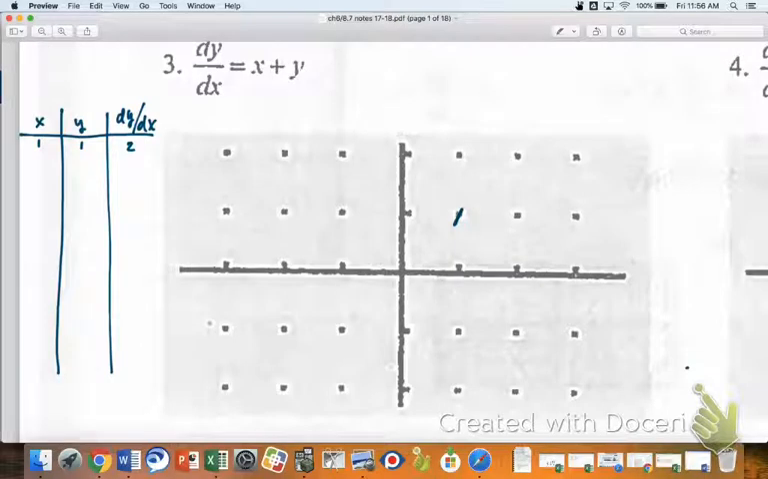Maybe I started off with 1, 1. Maybe I should also do 0, 1. If I do 0, 1, dy/dx is 1. And so that would be right about there, give or take. And I don't know, maybe I try 1, 2. If I try 1, 2, the slope is 3.